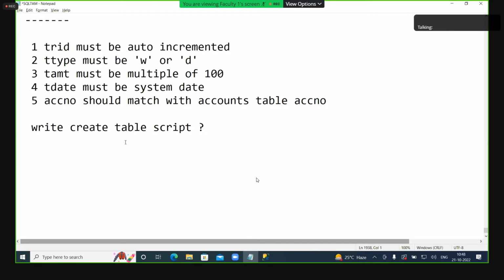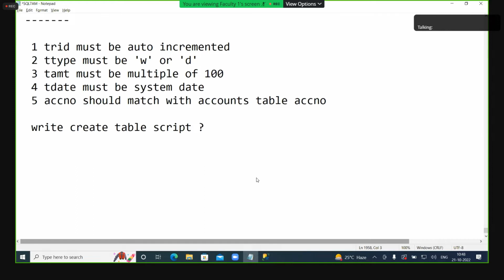That's it. So you try this. Okay? No. What we created between the two tables is a relationship. Between the two tables, you created what, sir? Relationship.